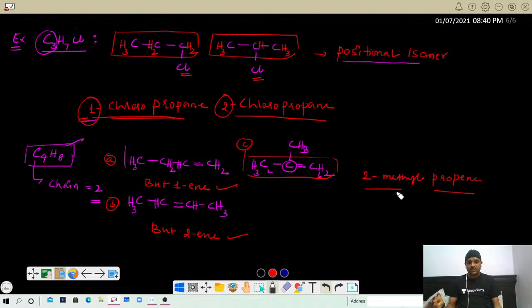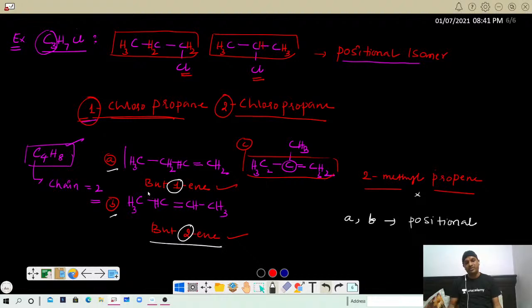So in this case, what are the isomers here? A comma B, A comma B are which isomers? Positional isomers. Why? How do you identify whether they are positional isomers or not? You see, but-1-ene, but-2-ene. Only numbering-wise they are different, but the IUPAC root name is the same, butene. Right? Very simple.